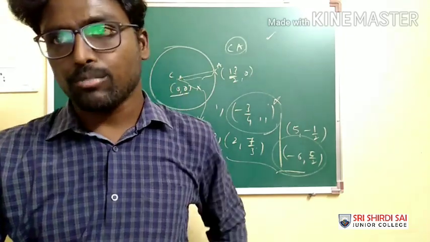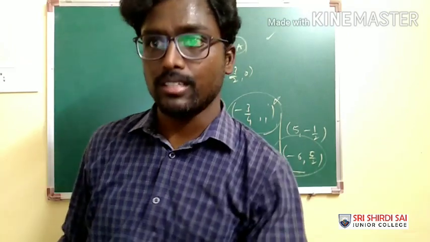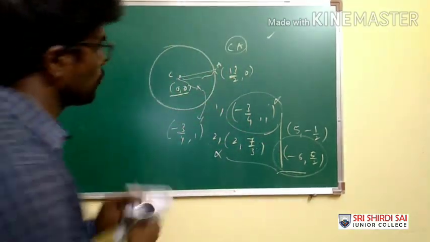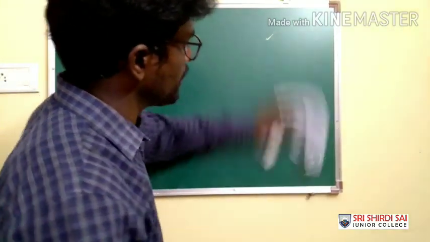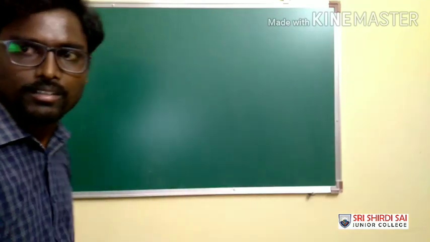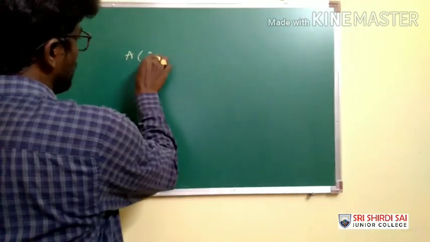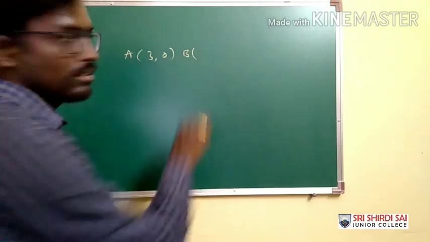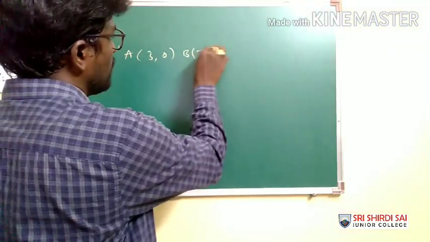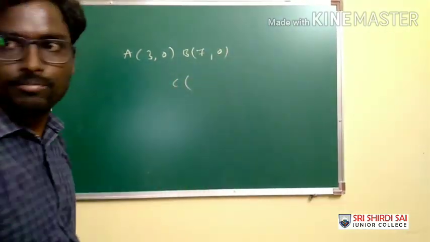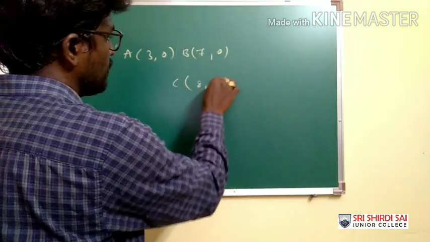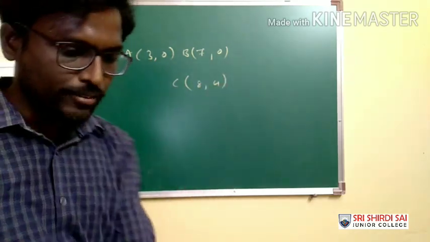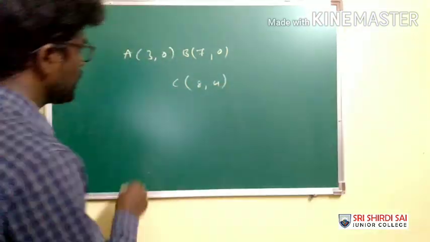Next, coming to the next problem. Area of the triangle with the vertices A (3, 0), B (7, 0) and C (8, 4). We have done many problems of area of triangle using different methods. I have told you many ways of finding the area.